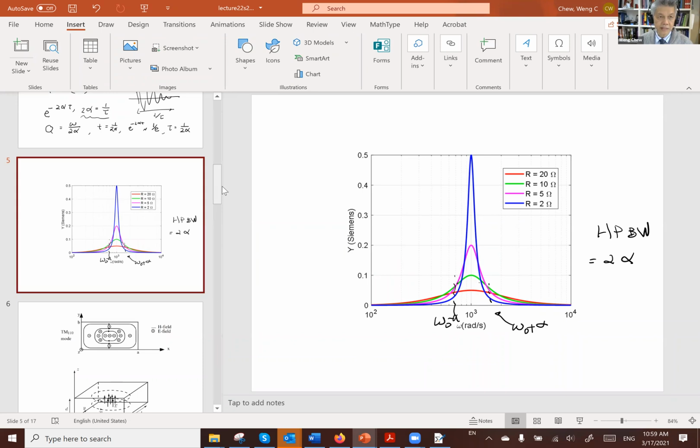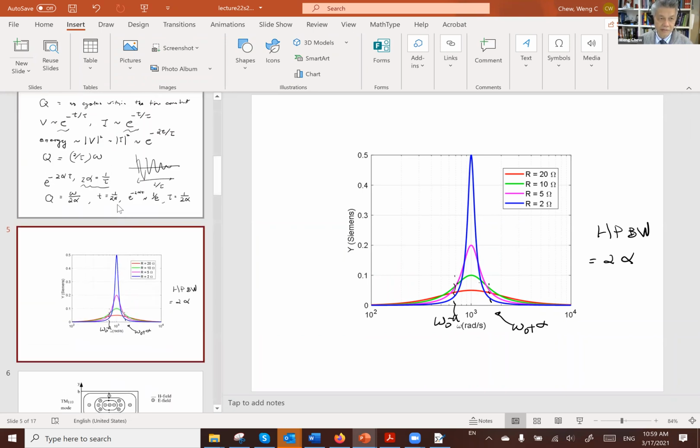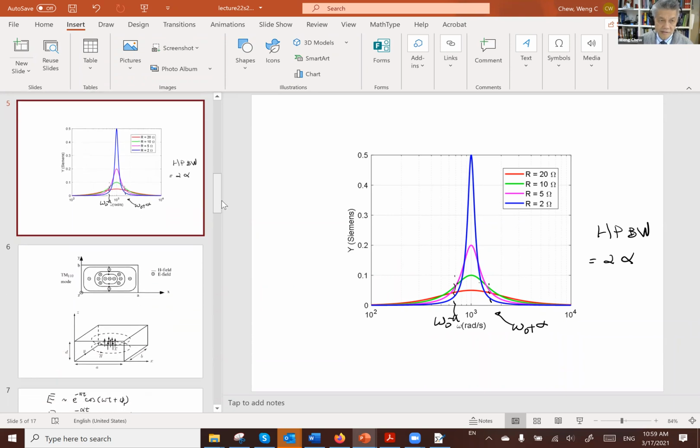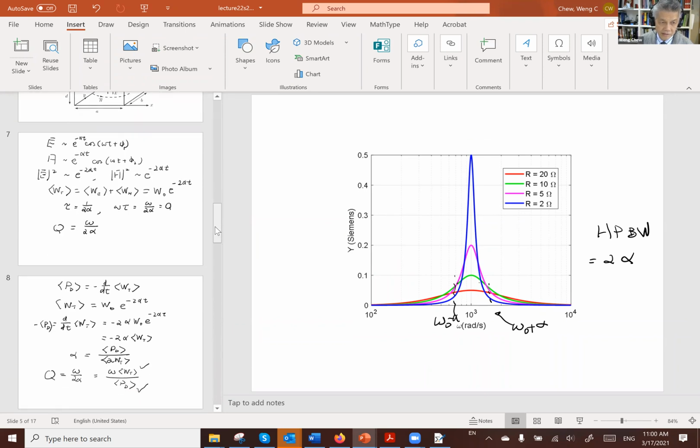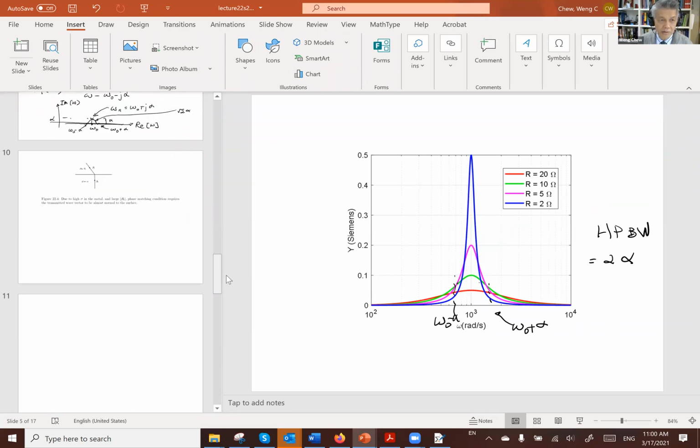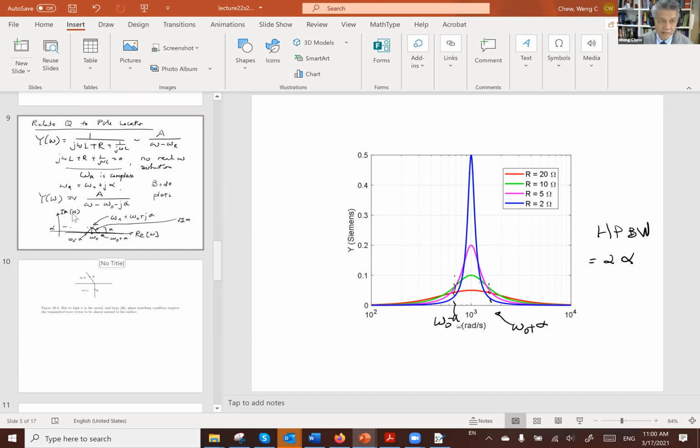So you can actually get this 2 alpha quite easily by studying the half power bandwidth of an LC tank circuit. You can also get the alpha by studying the half power bandwidth of this thing and then get the Q that way. So the bandwidth is actually related to the pole location, and the reason why it behaves like that is because you do have a pole that is on the complex plane. Are there any questions regarding this?